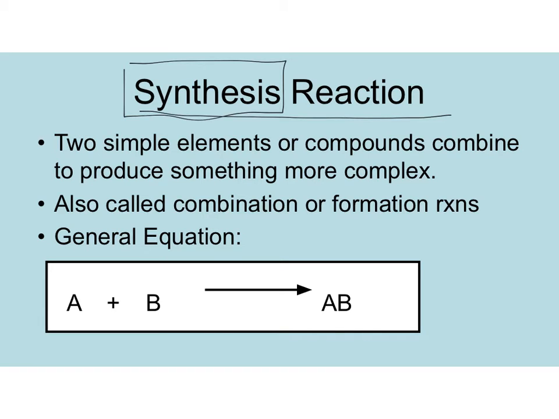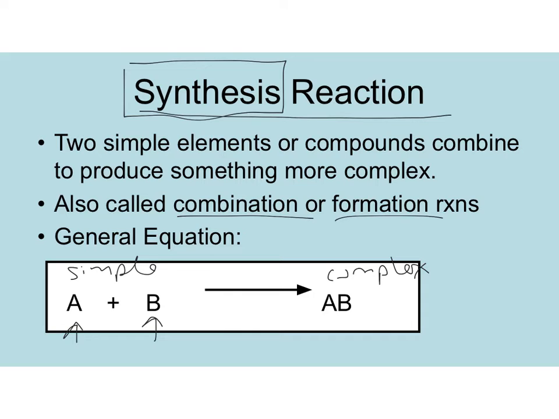So it's the idea that you're going to take A and B, two simple things, like elements or very simple compounds, and you're going to combine them to make something more complex. It's sometimes also called a combination reaction or a formation reaction because you're doing both of those kinds of things. And the general equation is, A plus B leads to AB.